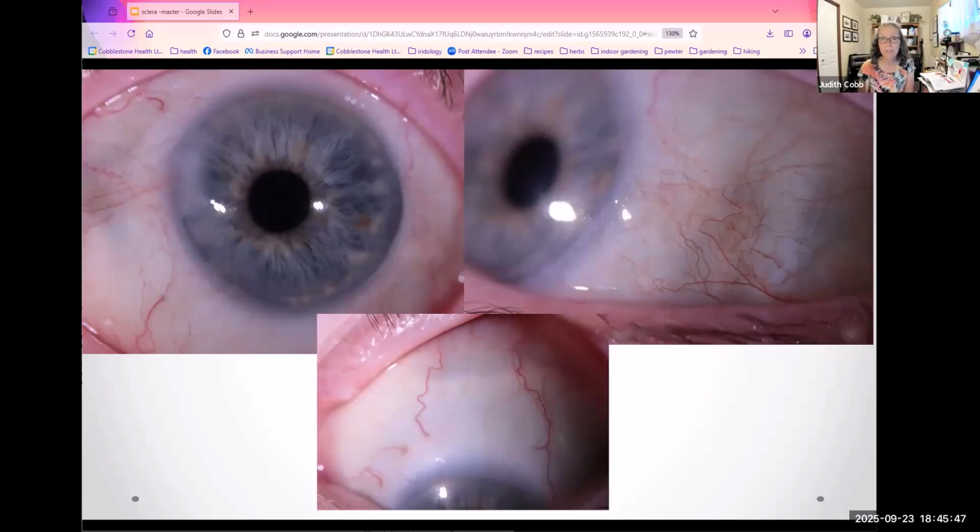He brought in his labs. His hemoglobin A1C was 7.7. You're diagnosed as type 2 diabetic at 5.9, and we really want it lower than 5.7. And if I have my druthers, I want it down around 5.3, 5.4.